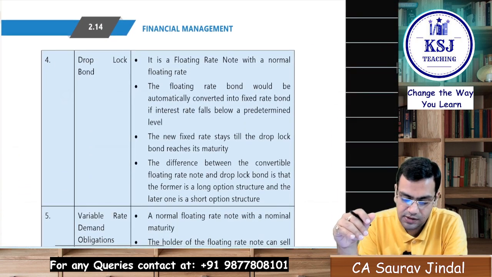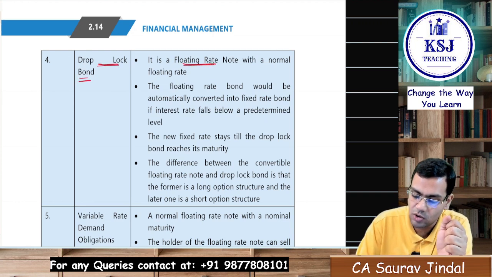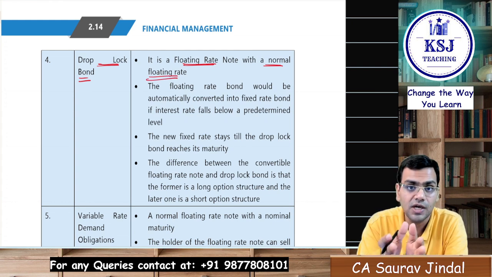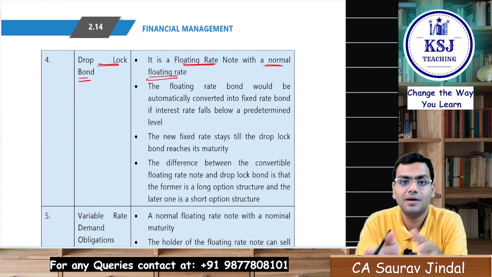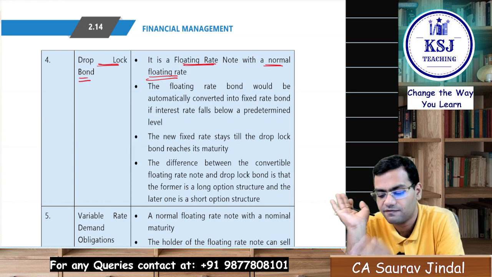The next one is the drop lock bond. Drop lock bond is what? It is a floating rate note with a normal floating rate. Floating rate means the rate which is not fixed, the rate which changes with the market rate, right? Today it is 4%, you will get 4%. Tomorrow if it is 5%, you will get 5%, right? So it is a floating rate.